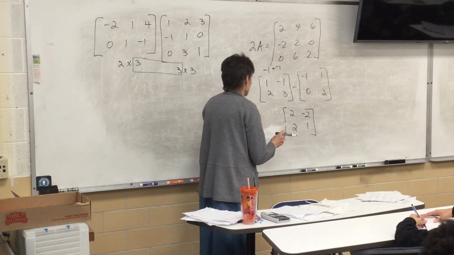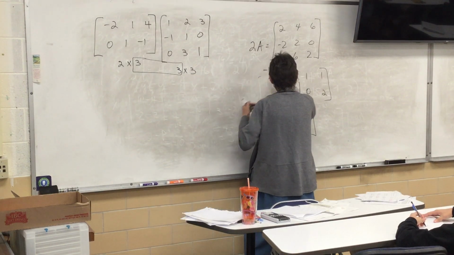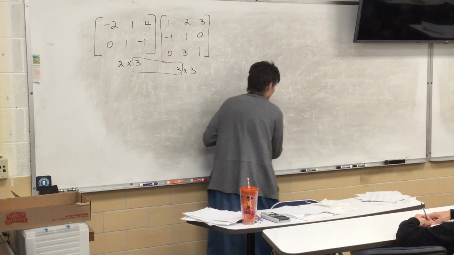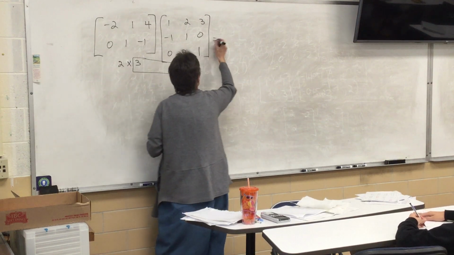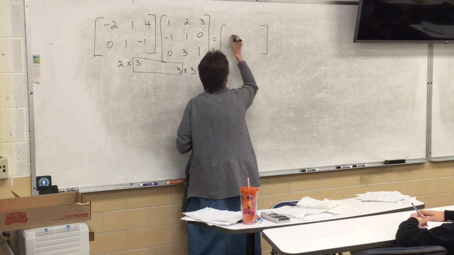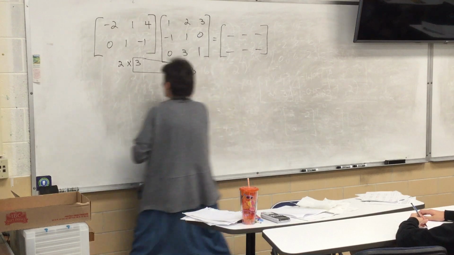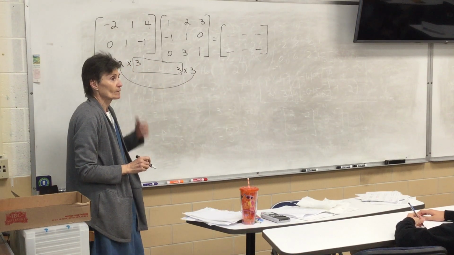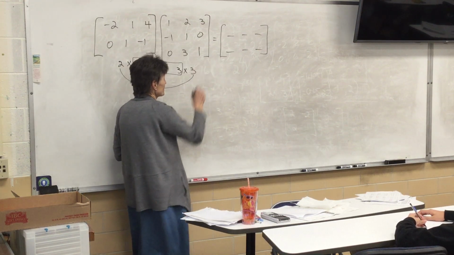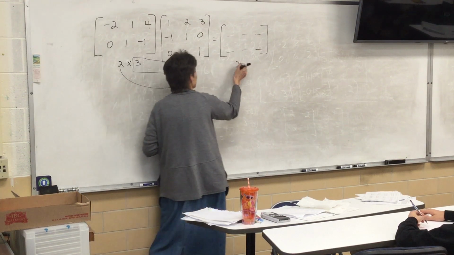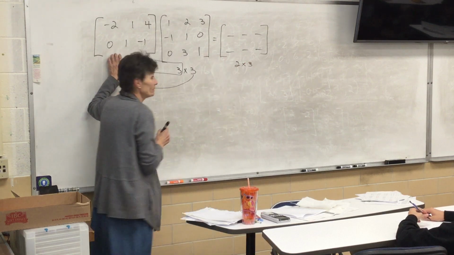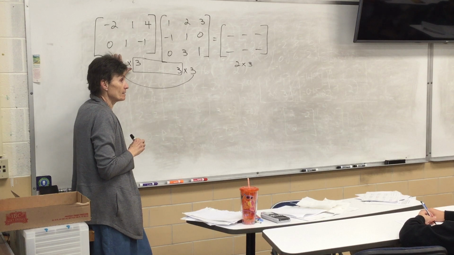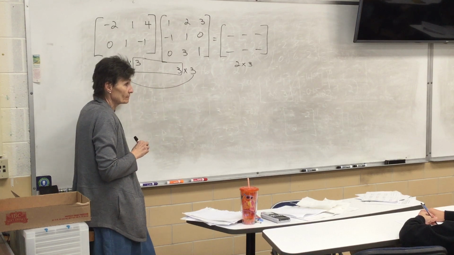It would be 2 by 3 times 3 by 3, and when I multiply them, I will end up with another 2 by 3, because the outside dimensions give me my answer. So this new matrix is going to be the same size as this first one. That's not always the case, but it is in this problem. And I need to fill in all those numbers.